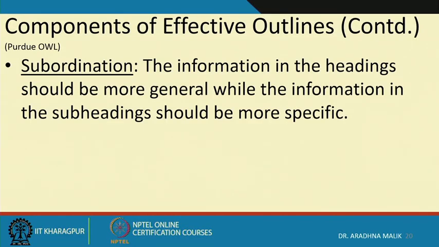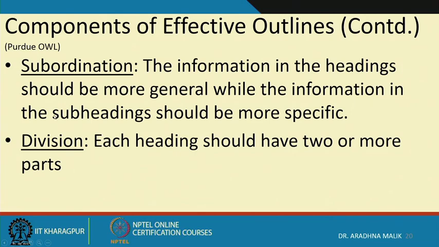Then, subordination. The information in the headings should be more general, while the information in the subheadings should be more specific. Division. Each heading should have 2 or more parts. So, when we talk about headings, sometimes, again, this is not a diktat or a confirmed rule per se, but it is helpful if each heading can have 2 or more subheadings, so that your thoughts can get organized. However, when we write more complex documents, sometimes this may be possible, sometimes this may not be possible, but we should try to break up our thoughts and to give a direction to our thoughts.